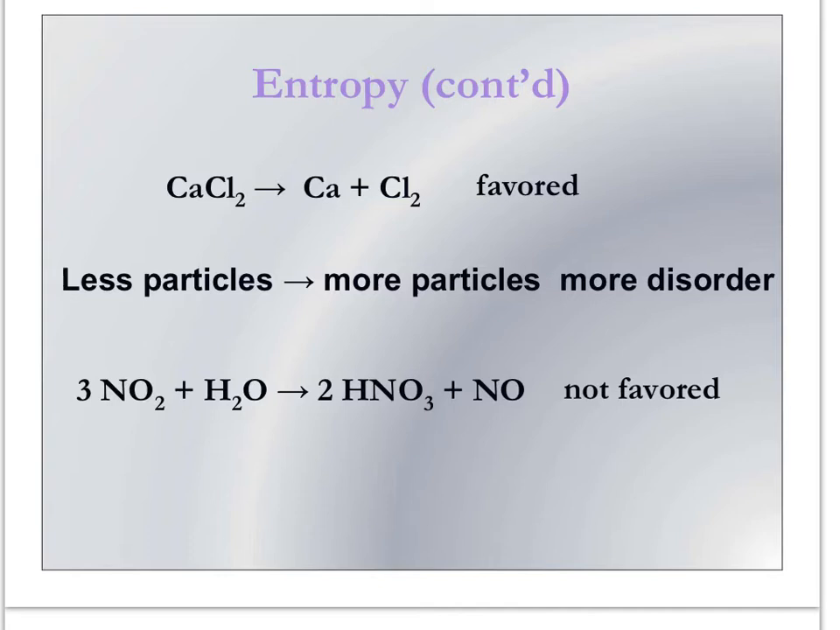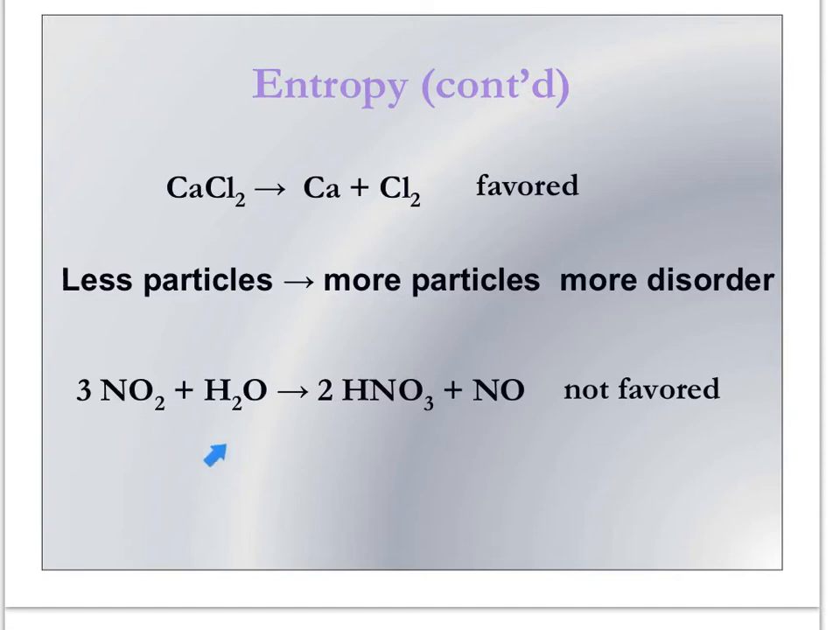CaCl2 decomposing into calcium and chlorine. That one is favored. The reason is, this is like my example of the vase. So one big thing turning into two little things. That would be more messy or more disorder. And so that would be favored. So going from fewer particles to more particles means you're going to more disorder, and that is favored.